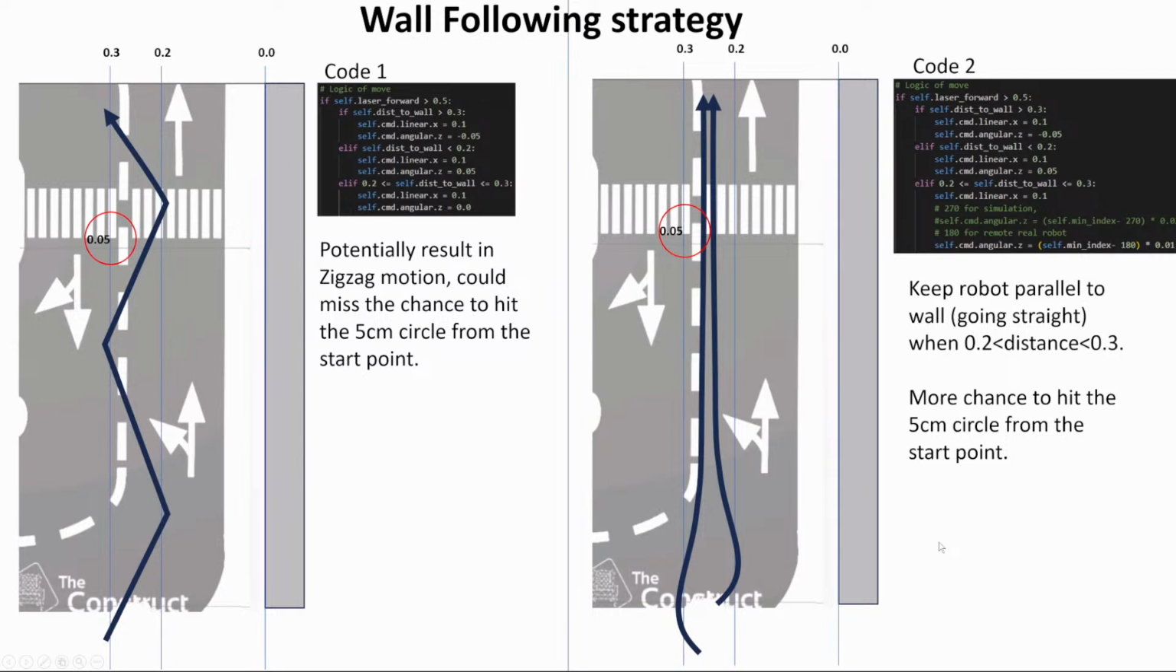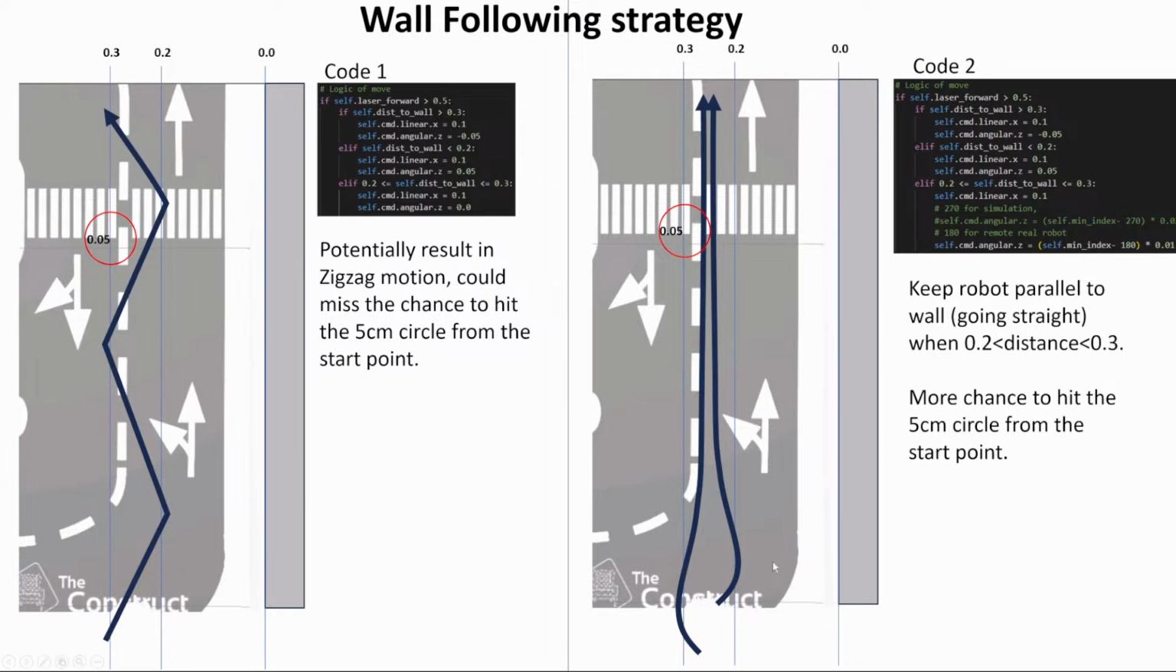Oh, I see what you're doing there with the min index, and then using that for the angular. That results in a smoother line then. Absolutely. And it goes straight mostly. Right. I don't want to try just one.